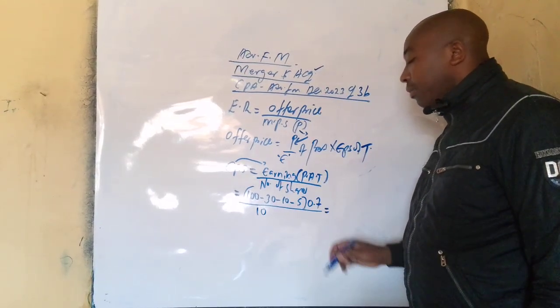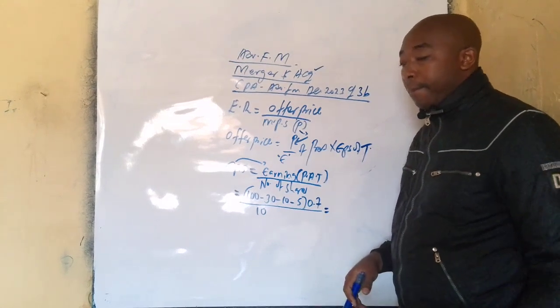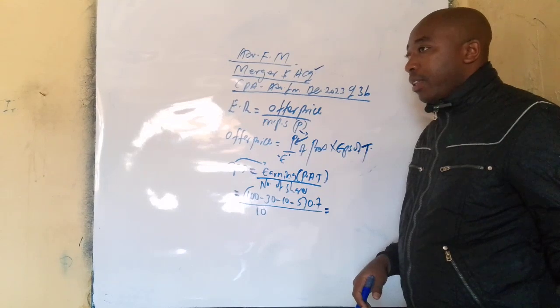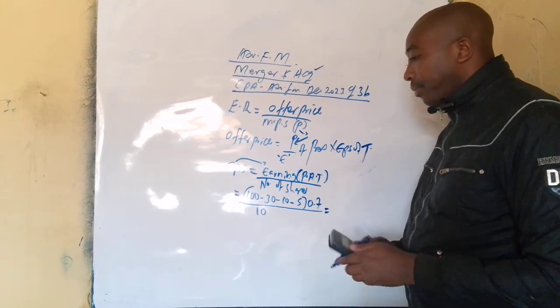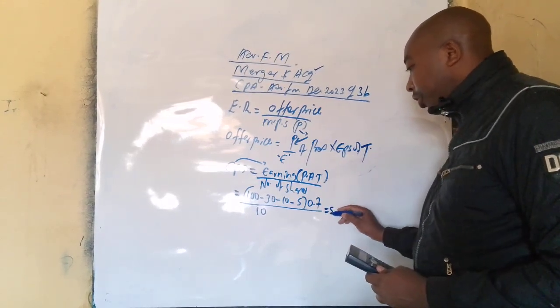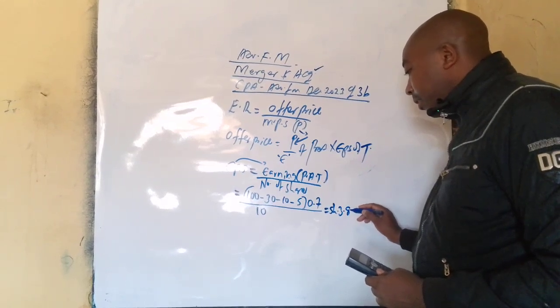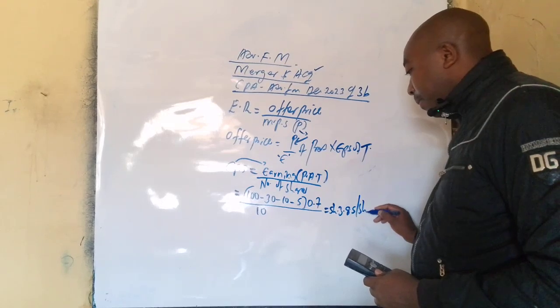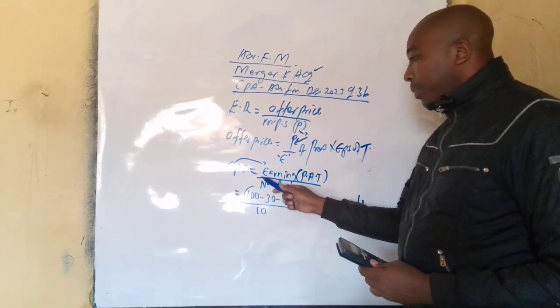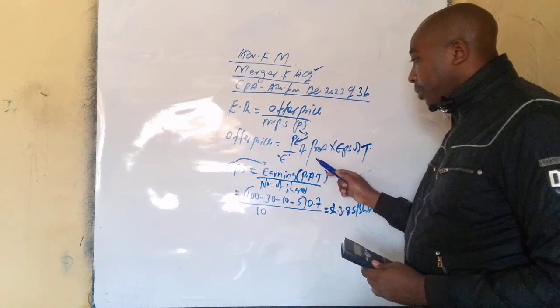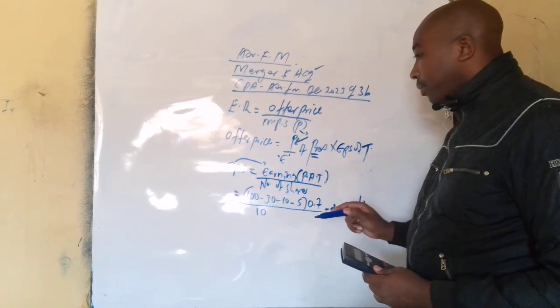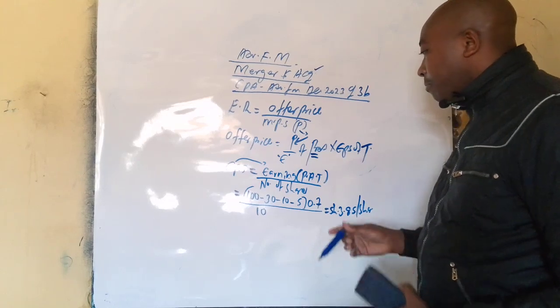Let's do that. Let's get the answer. We get the answer there. We have shillings 3.85 per share. That is the EPS of this company called Predator. Let's do the same for the target.